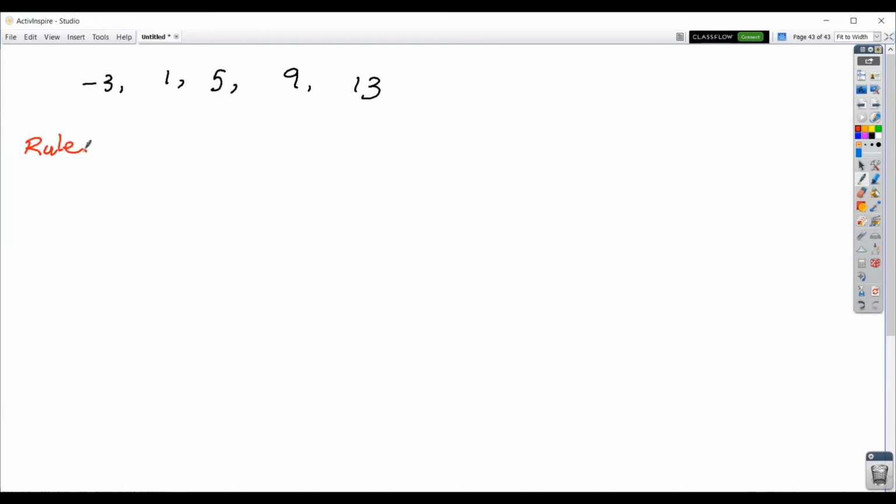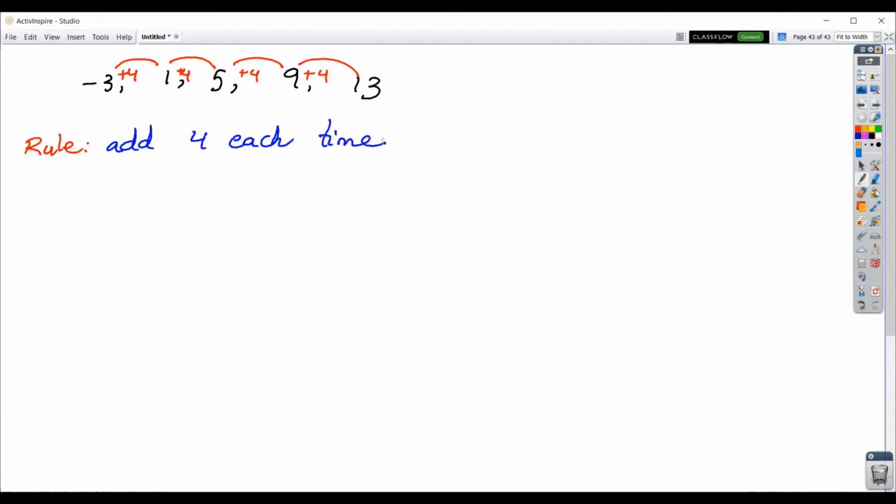The rule of this one: we can see that this is an increasing sequence, so every time we'll be adding some number. To find out what number we add, it's easy to see with the positive numbers. To get from 1 to 5, we add 4. We continue with the same pattern. So 5 plus 4 gives 9. 9 plus 4 makes 13. And then minus 3 plus 4 gives 1. So now the rule of this sequence is to add 4 each time.